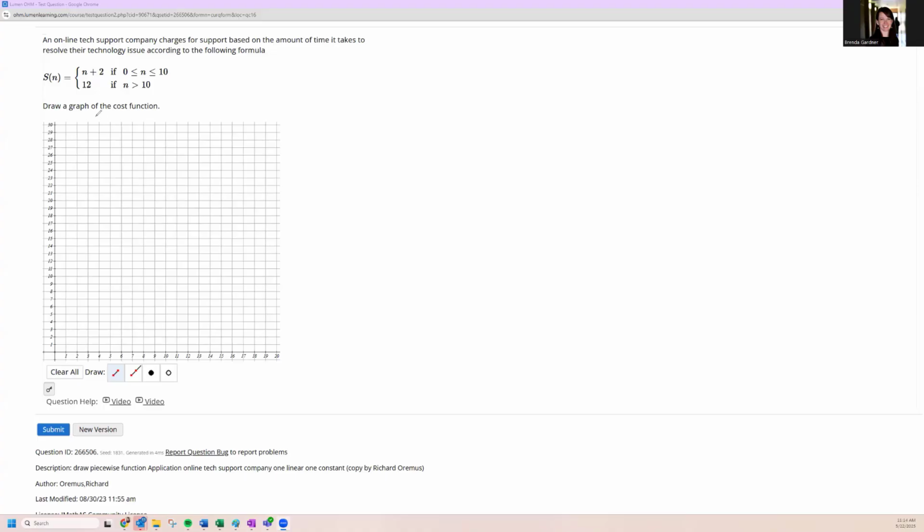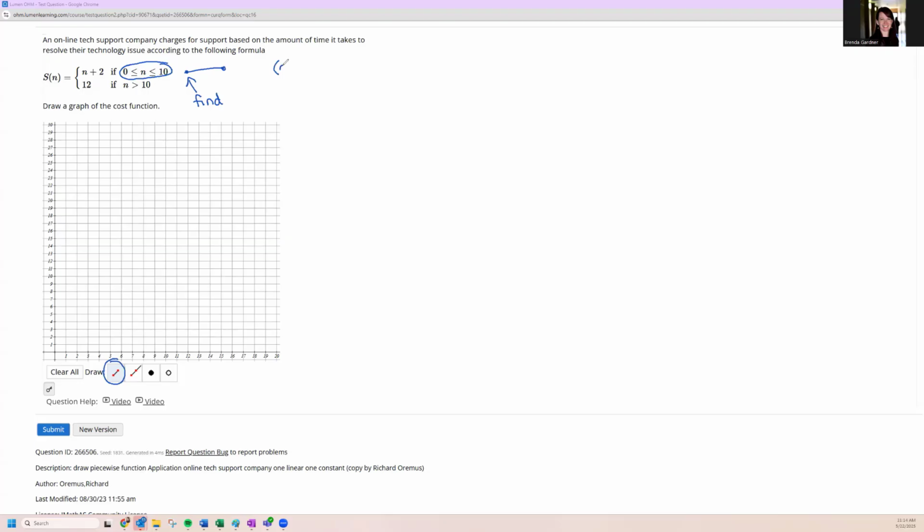Everyone, I'm going to show you how to complete these piecewise functions using the online homework system. So let's start with the first set. Notice that we're restricted for n between 0 and 10. Therefore, we're going to use the segment piece of our graph. And what we need to do here is find the endpoints of that segment.